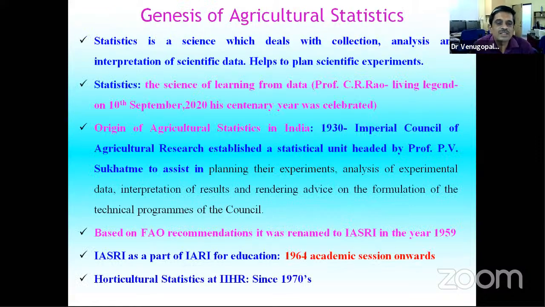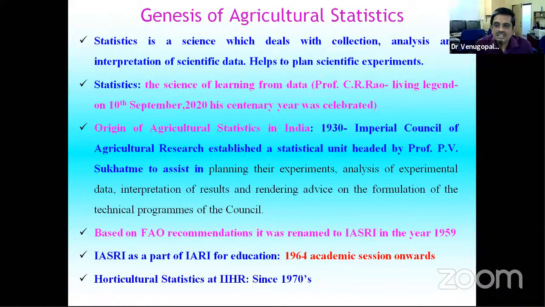So to begin with, let me say the genesis of agricultural statistics in our country. All of us know very well, statistics is a science which deals with collection, analysis, and interpretation of scientific data. The eminent statistician, the living legend, Professor Kalyampudi Radhakrishna Rao, whose centenary year was recently celebrated, said statistics is a science of learning from data.